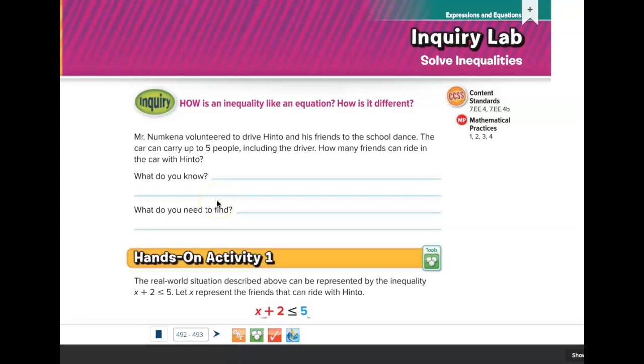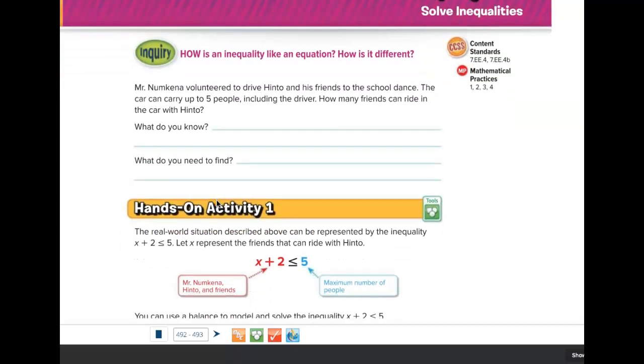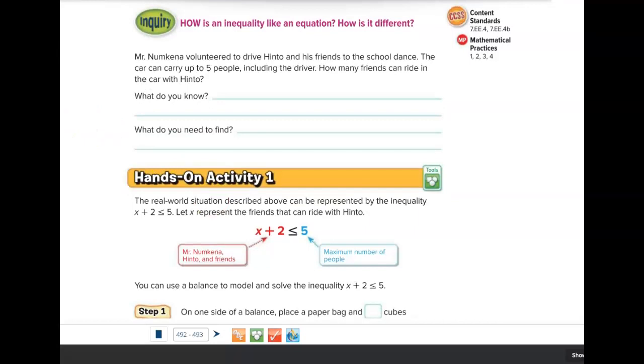I'm going to do the hands-on activity 1 and 2 with you so that you know what I want you to do for the investigate part. So our question is how is an inequality like an equation and how is it different? Mr. Noom Kenya volunteered to drive Hinto and his friends to the school dance. The car can carry up to 5 people, including the driver. How many friends can ride in the car with Hinto?